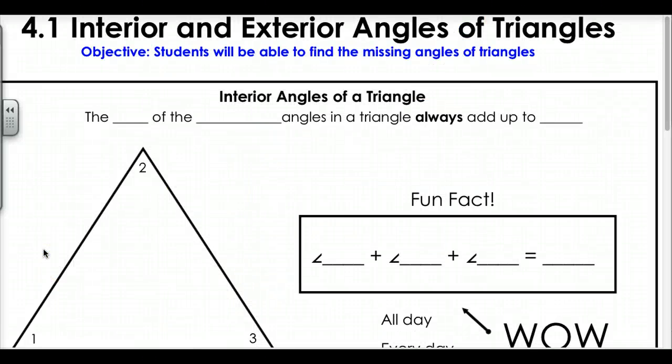Hey, welcome. Lesson 4.1, the interior and exterior angles of triangles. We are going to be spending a lot of time talking about triangles this level, so I hope you love them. Our objective for this lesson is for students to be able to find the missing angles of triangles.